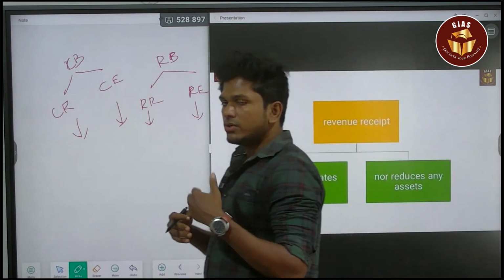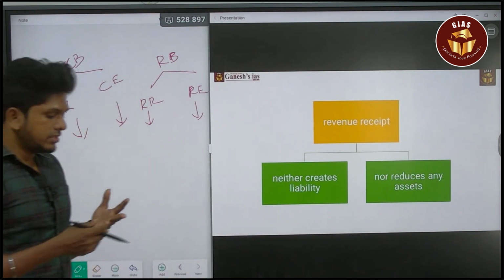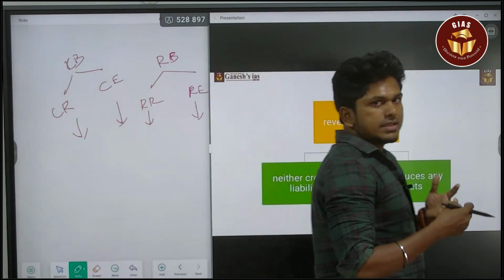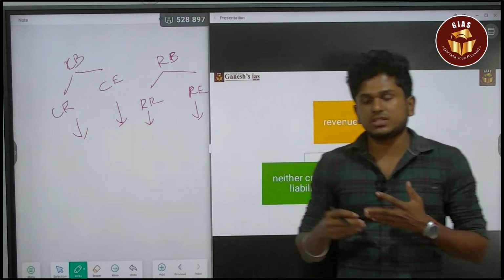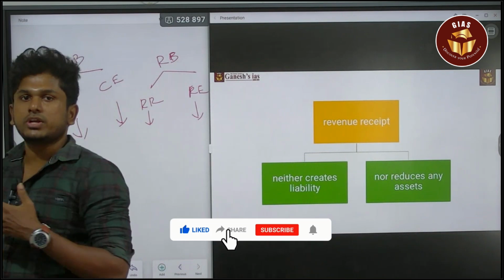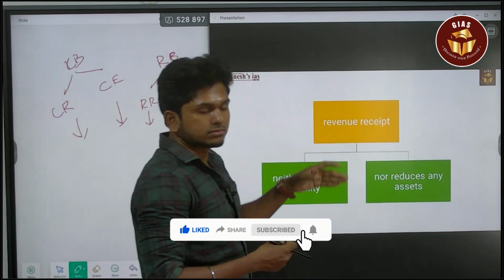They have the authority to do that. So taxes and then the fines, fees, okay. So all these things are the revenue receipt, which is not going to create any liabilities or reduce any asset. So that is called as revenue receipt.